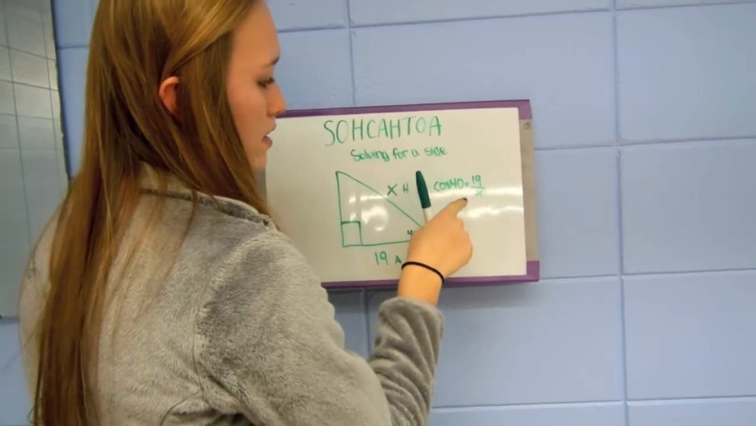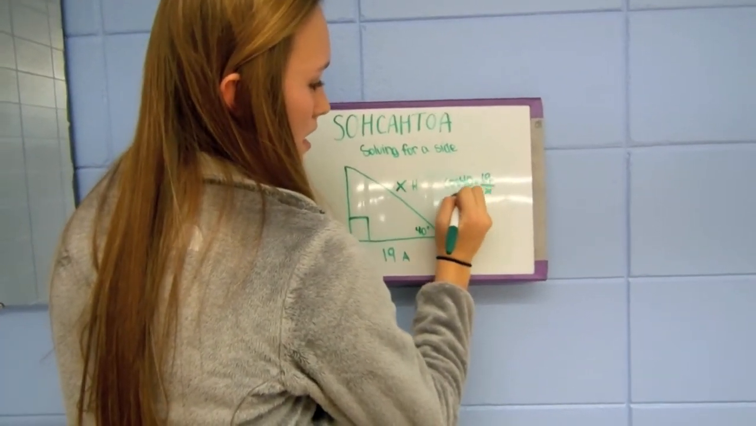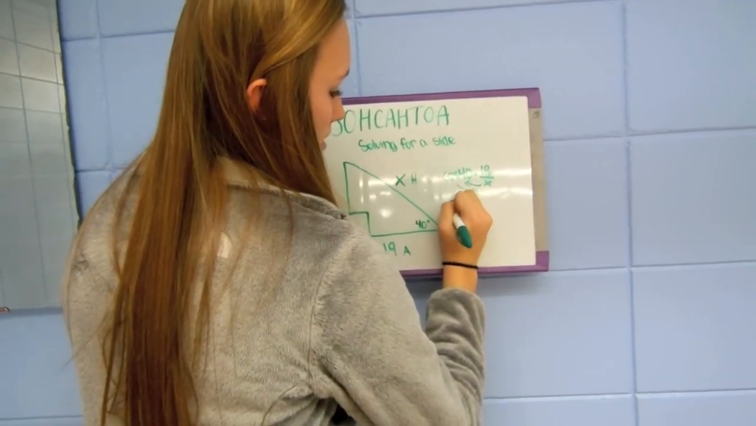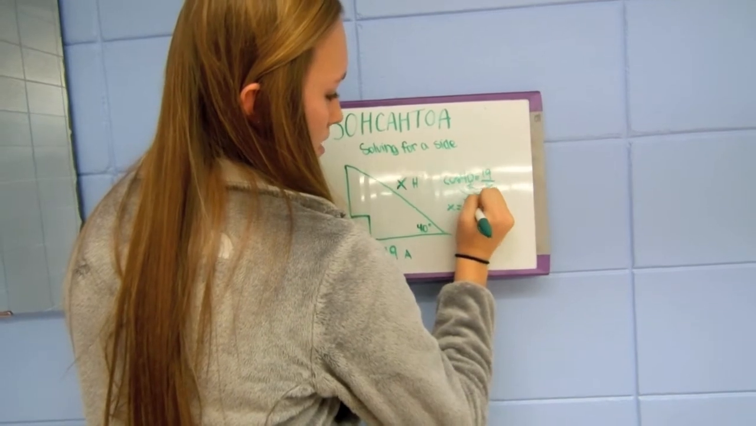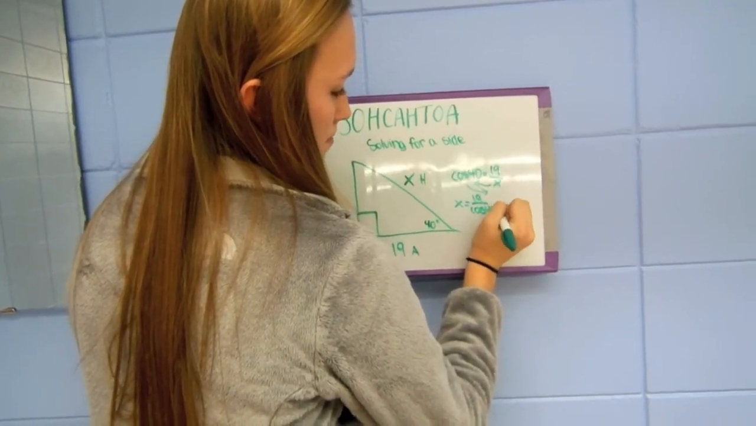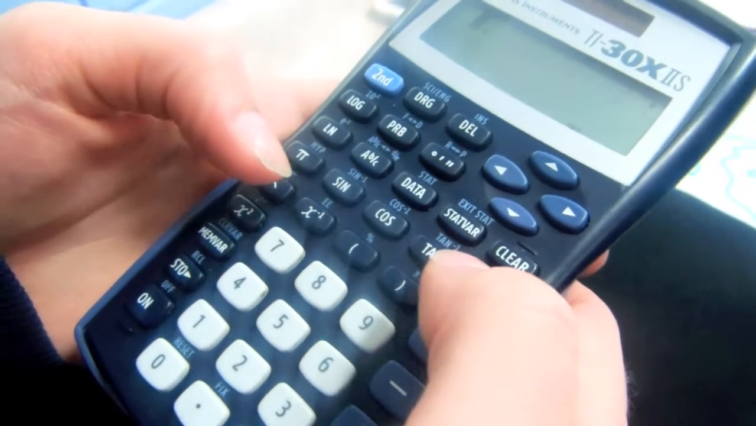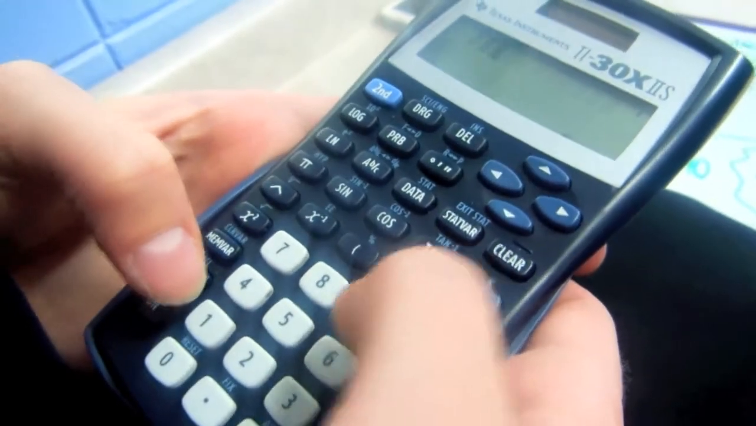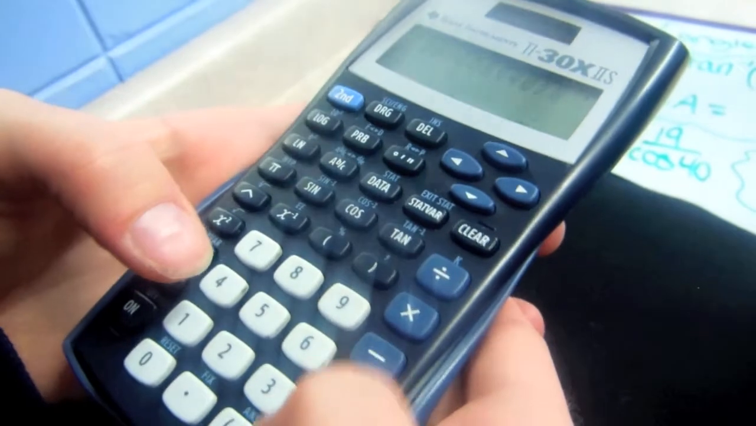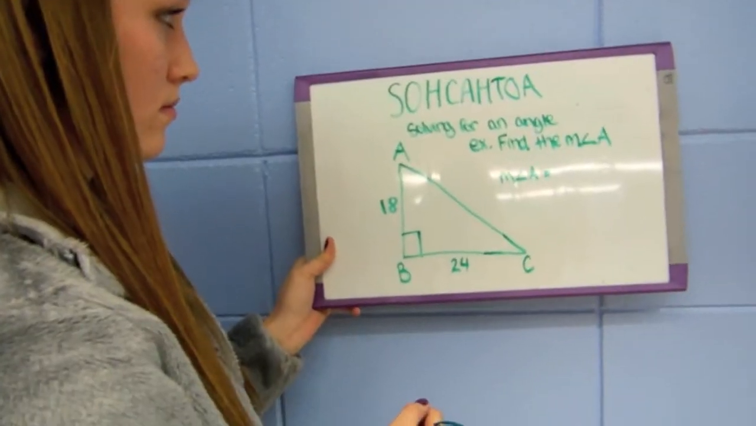To solve for this, because x is in the denominator, you have to switch x and cos 40 around. To rewrite it, you write x equals 19 over cos 40. Taylor, how do you solve that in your calculator? To solve for the side of x, you would type in 19 divided by cos 40, parenthesis, equals, and then x equals 24.8.